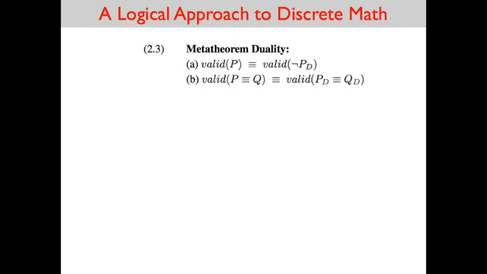Now, there are two parts to this meta-theorem duality. And I think that knowing what valid means and knowing how to construct the dual, we can understand what this is saying. Whether or not we believe it is a different story. And so what is this saying? This is saying that if P is valid, that's equivalent to what? Not the dual of P being valid.